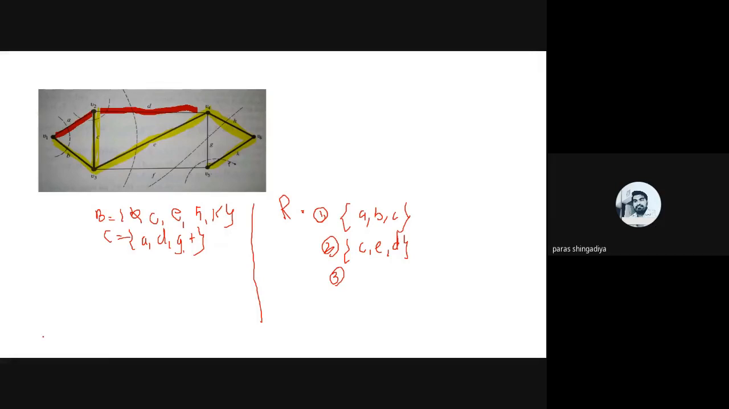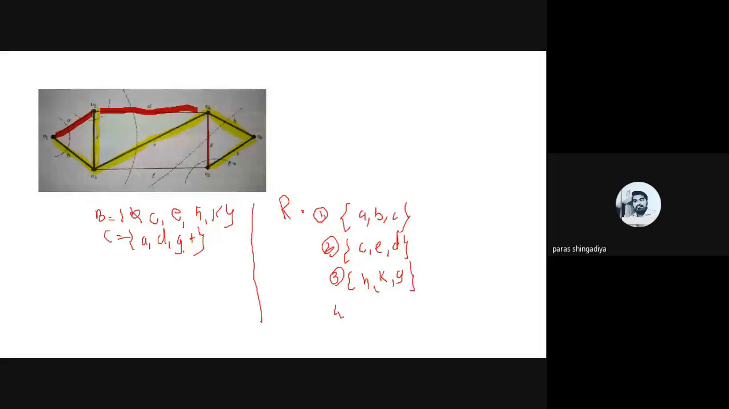Let us create another example. You can consider here V4, V5, V6, meaning V4, G, V5, K, V6, H, V4. So how many edges? H, K, and G. In this triangle, H, K, G are included, where H and K are the branches, and G is a chord.